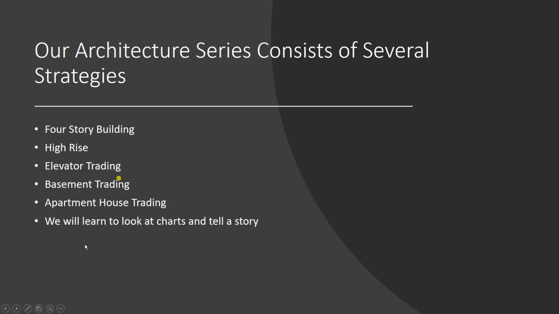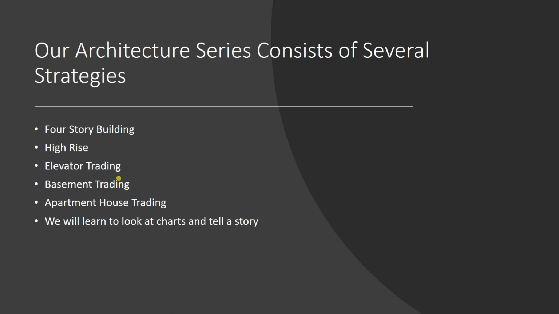Now, there are many different architectural strategies to fit the kind of market that we're in. So we have the 4-story building. We have a high-rise building. The high-rise elevator building is what you have in a volatile market.